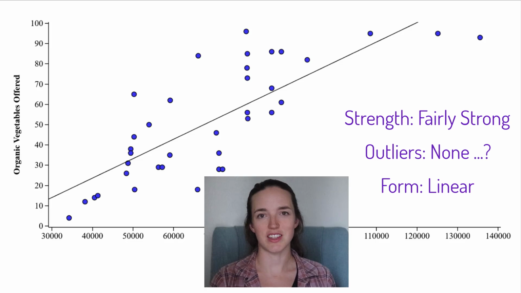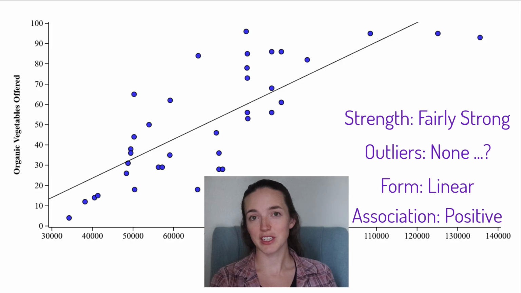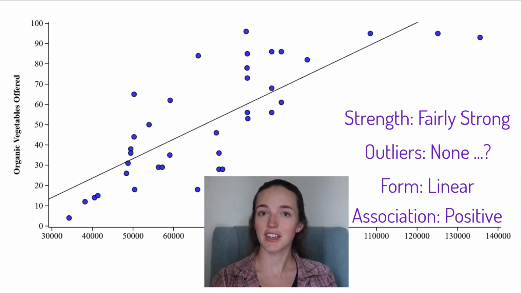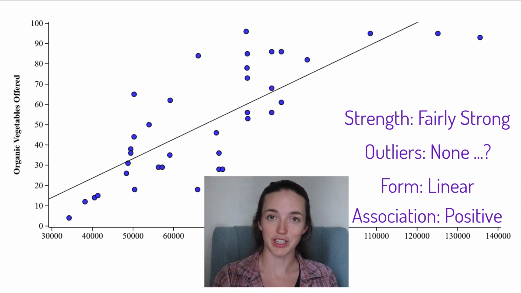Maybe those 3 points at the end, like the 140,000-ish income, is maybe an outlier. But even that, I'm not so sure. It still kind of fits the linear pattern, so could be, but it's pretty close. And then obviously we can see a positive association. When household income increases, the number of organic fruits and vegetables offered also increases.